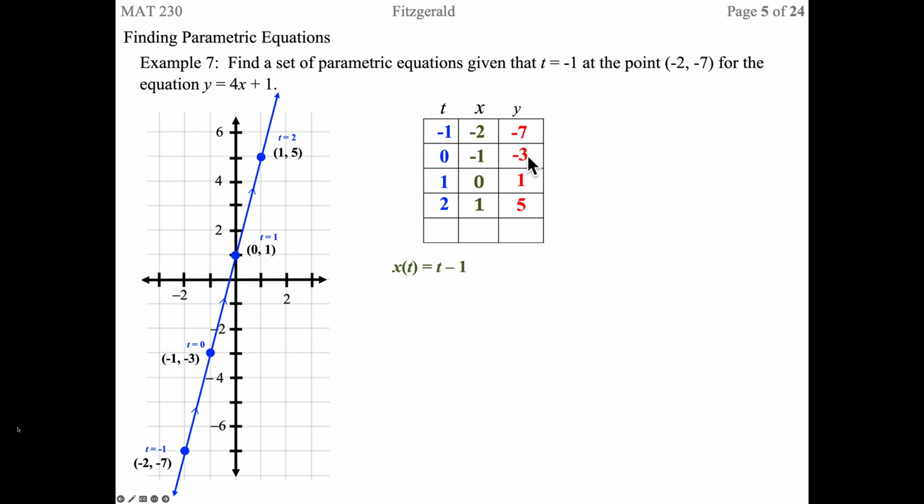Now for the y coordinates, because we have this slope of 4 over 1, notice that my -7 to -3 increased by 4, increased by 4, increased by 4. So I would use my point slope form, or take t minus 1 and put it into my equation for y, put in t minus 1 for x, distribute the 4, and come up with y of t is 4t minus 3. So when t is -1, 4 times -1 is -4 minus 3, I get the -7. So here's one of my parametric equations.